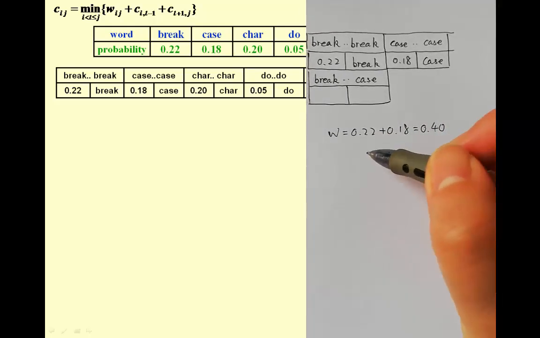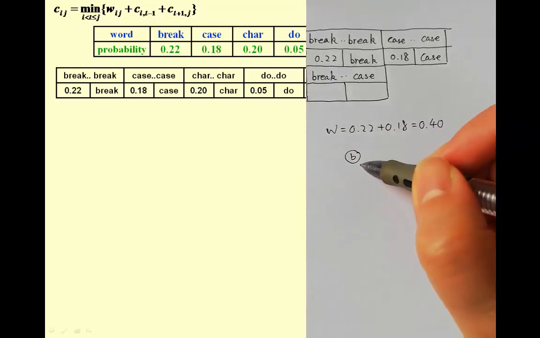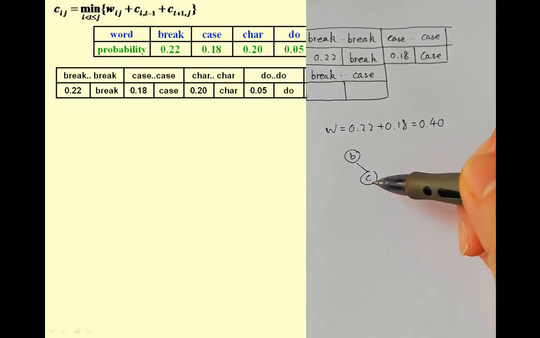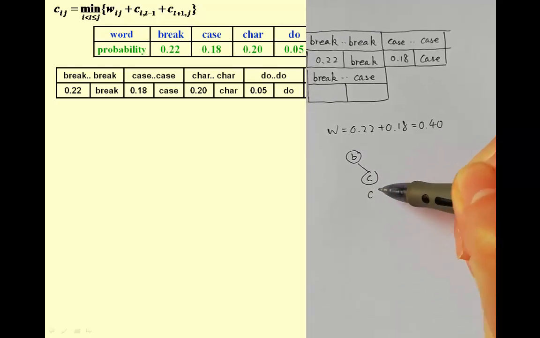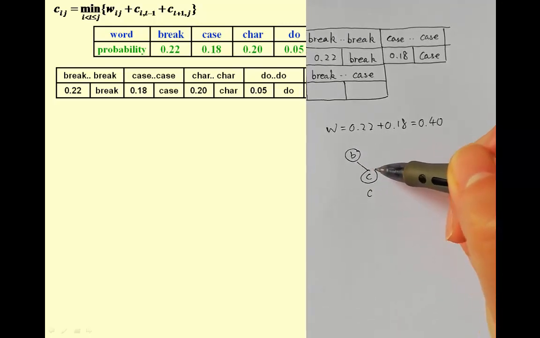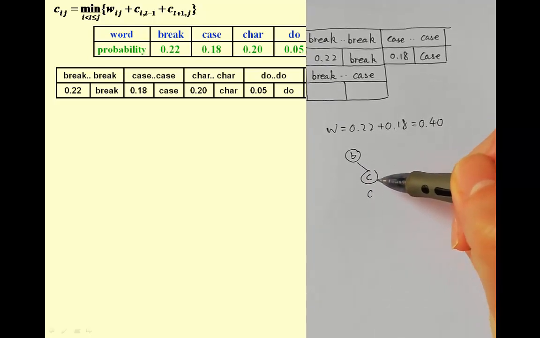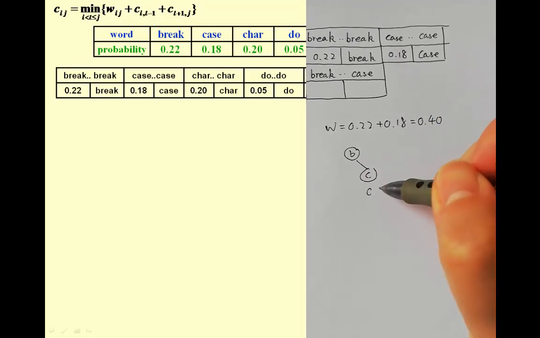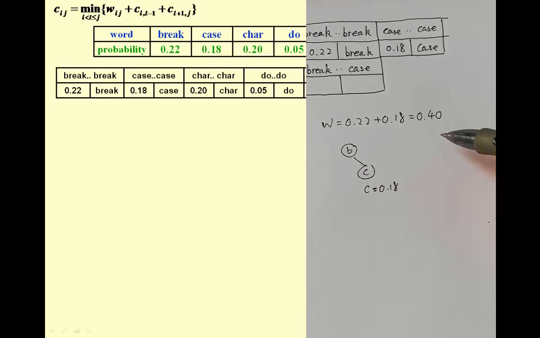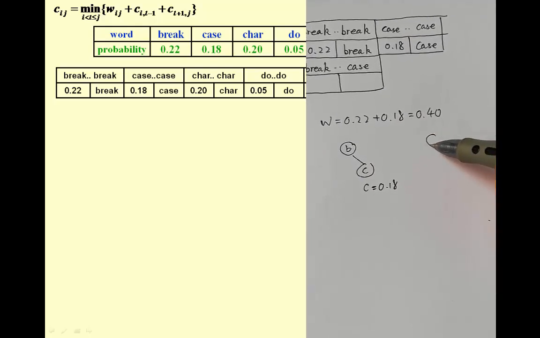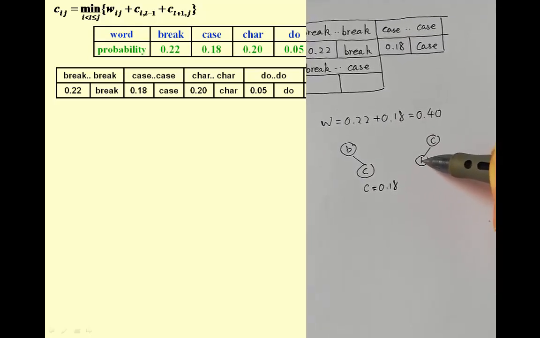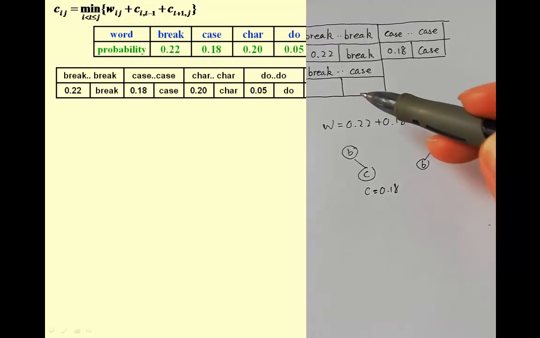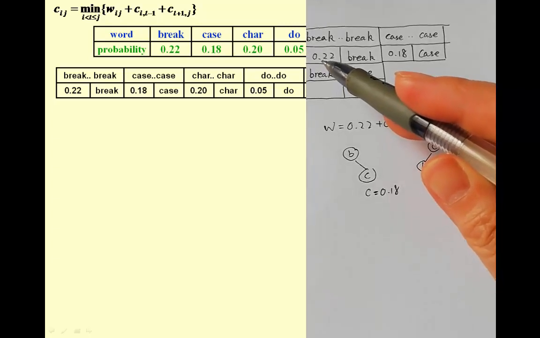If we take break as the root, then the tree is going to be like this, right? So break is the root and case is its right subtree. So what is the cost of this subtree? Since this is a tree of only one node, the cost is given here. It's 0.18. And the other option is to take case as the root and break as its left subtree. So the cost of this subtree is here. Okay, in the table it's 0.22.